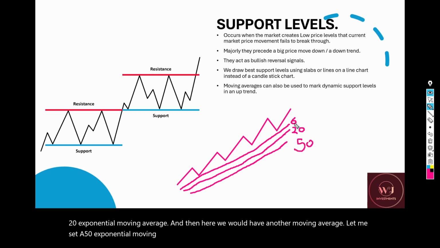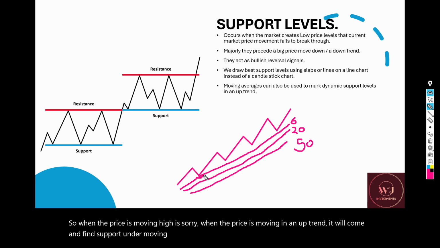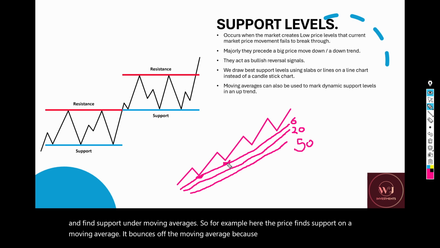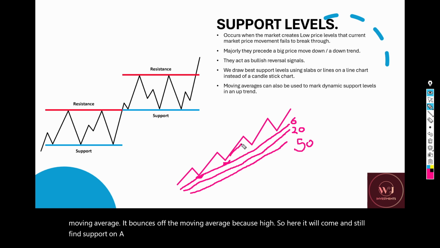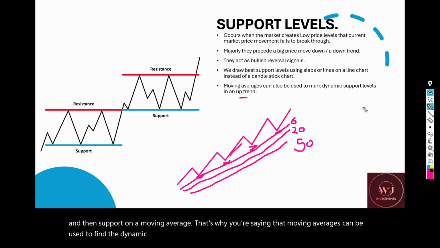So a lower moving average is always on the top in an uptrend, and the reverse is true for the downtrend. So when the price is moving in an uptrend, it will come and find support on the moving averages. So for example, here the price finds support on a moving average, it bounces off the moving average, goes high. So here it will come and still find support on a moving average, and then goes high. Here it finds support on a moving average, and then support on a moving average. That's why we are saying that moving averages can be used to find the dynamic support levels within an uptrend.